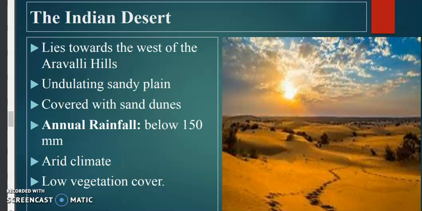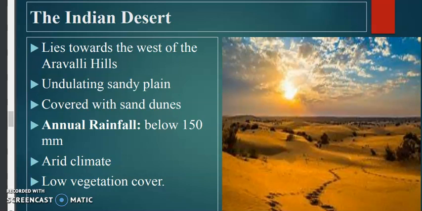So today we are going to discuss the Indian desert. As we already know, the Indian desert is located in the northwestern part of India. If you see the India map, we know the Rajasthan desert is a part of the Indian desert. The Indian desert lies to the west of the Aravalli hills.